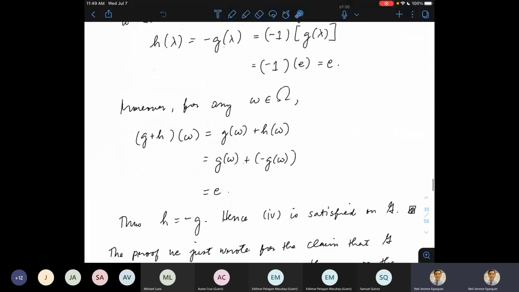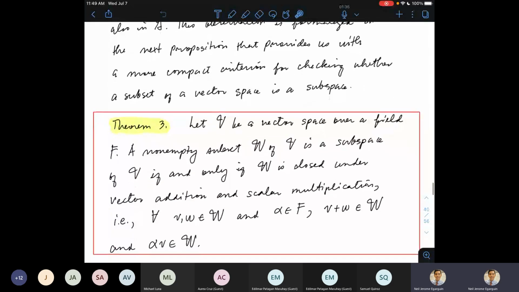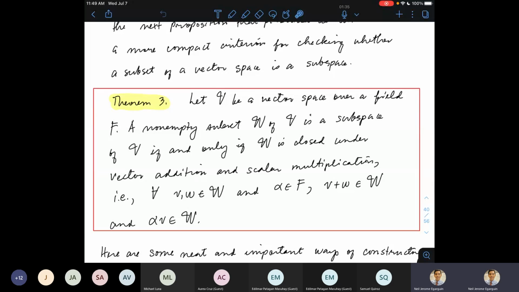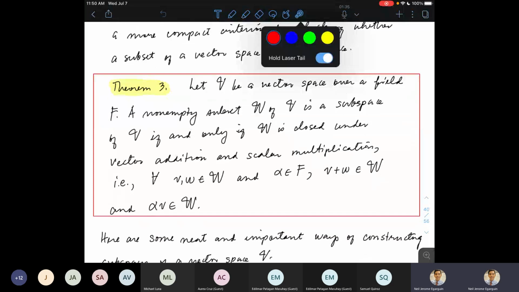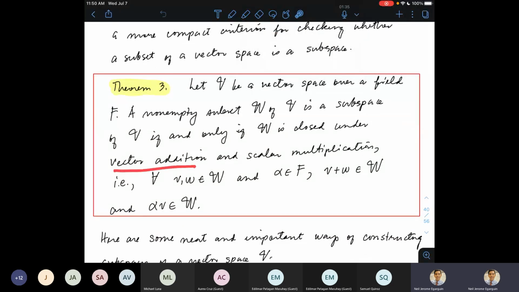And then I guess the highlight of this discussion, aside from the examples, would be Theorem 3, which sometimes is called the compact criterion for checking for being a subspace. So this gives us a shortcut in proving that a non-empty subset of your vector space is a subspace, right? There are 6 or 7 properties that we need to check so that we can conclude that a set is a vector space. But in order to prove being a subspace, we only need to check 2 things. Is that subset closed under vector addition and scalar multiplication? So you only need to check 2 things.